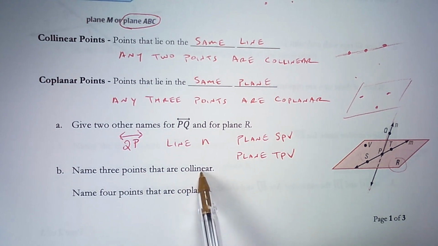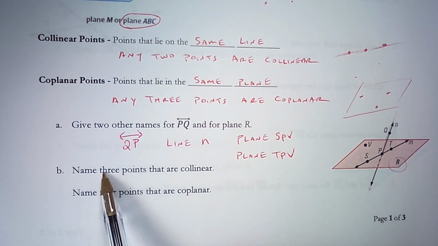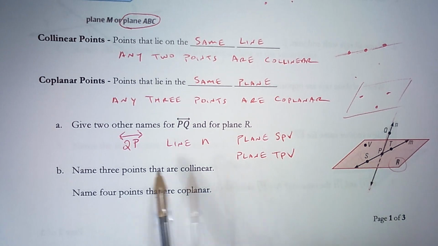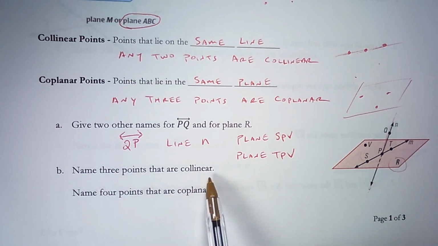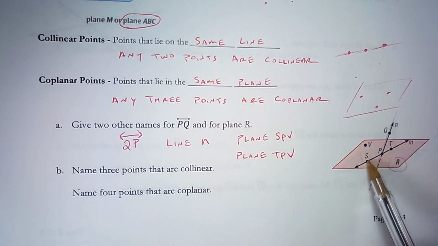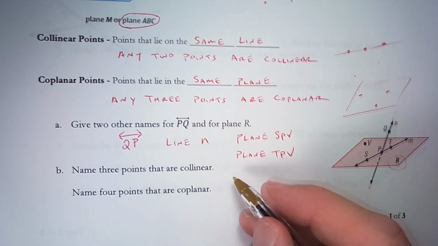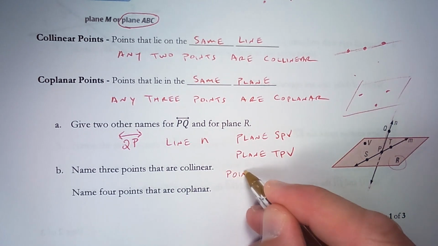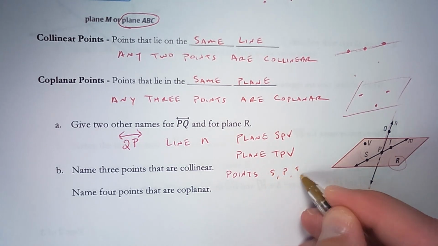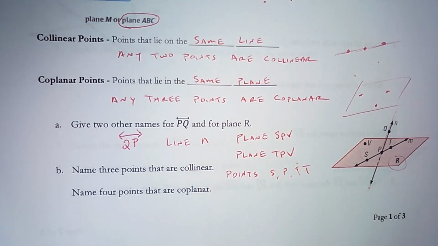Name three points that are collinear. Now, if it was two points, I could name any two points. So I could do like V and S if I wanted to, and they would be collinear. But I need three points that are collinear. In order to name three points that are collinear, I actually have to see the line that they are on. And S, P, and T are the only three points I can do that with. So I have points S, P, and T.